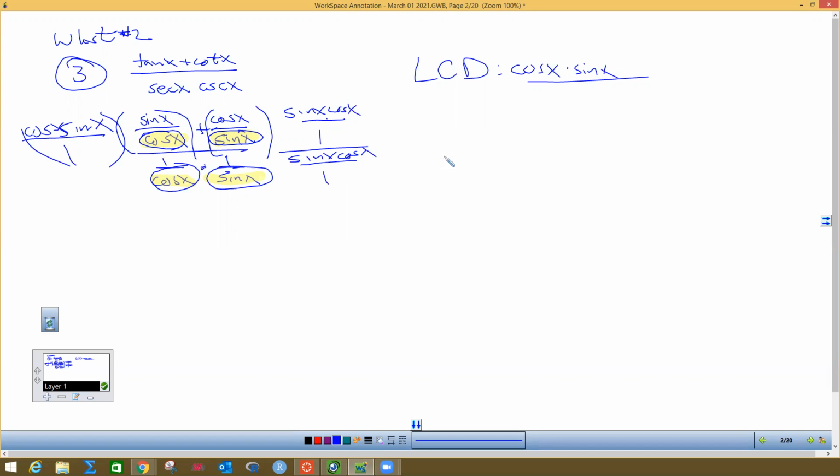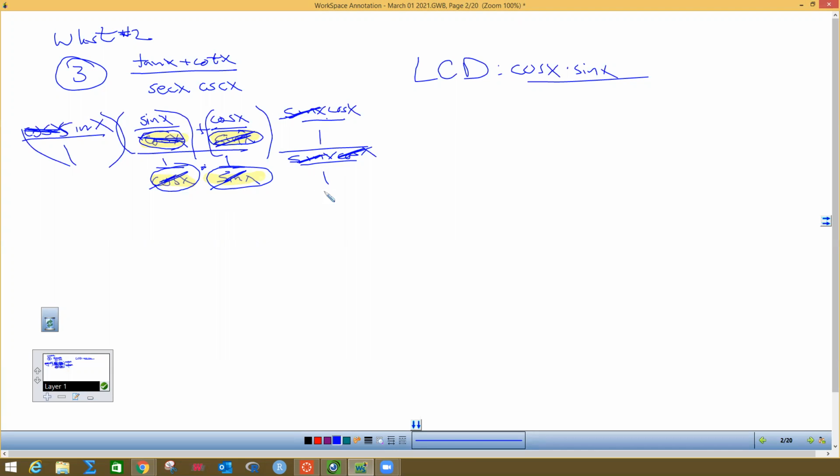So I hope from what I just did a little while ago, I'm going to reduce fractions. So this cosine will reduce with that cosine to 1s. This sine will reduce with that sine to 1s. This cosine will reduce with this cosine to 1s. And this sine will reduce with this sine to 1s.